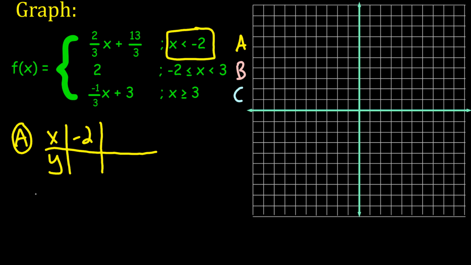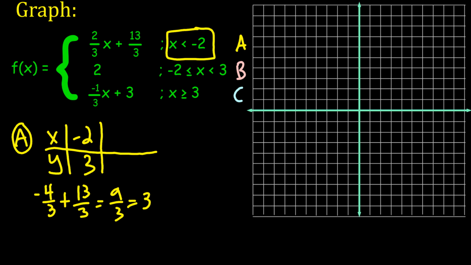-2 times 2/3 is -4/3. And then we're going to add 13/3. And that gives us 9/3, which is 3. So our first point for that one is -2, 3.